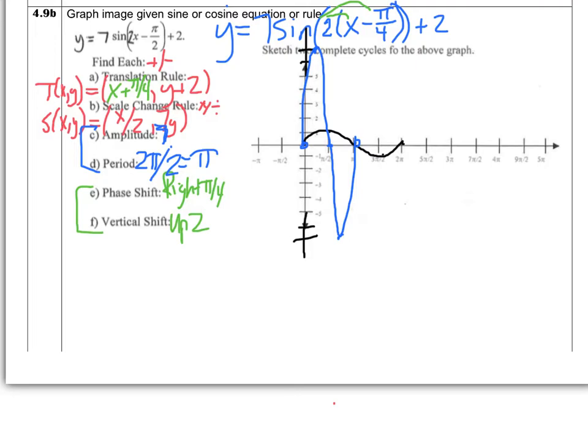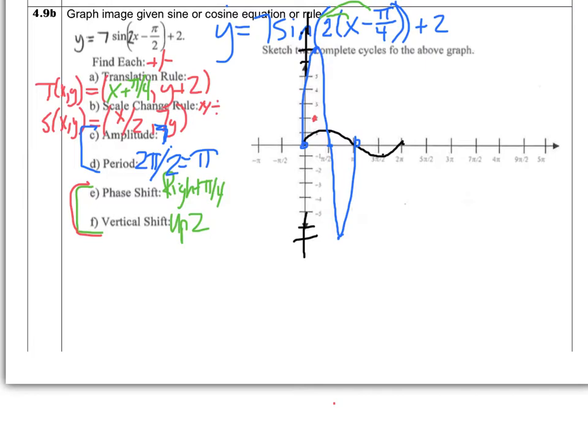Now I'm going to come in and finish this thing up and actually do the phase and the vertical shift. So I'm going to take these 5 key points right here, these 5 key points that were drawn on the scale change, and move each of them. I'm going to go right pi over 4 and up 2. So if I take this blue point and I go right pi over 4 and up 2, I'm going to land right there. So that's where that moves to.